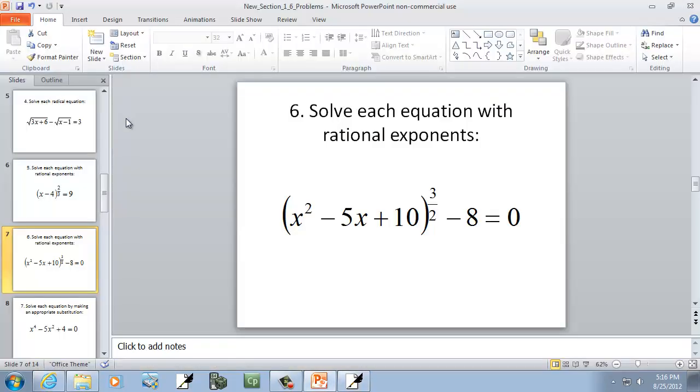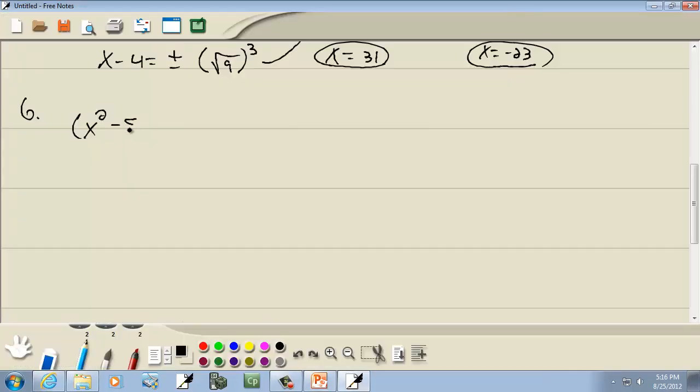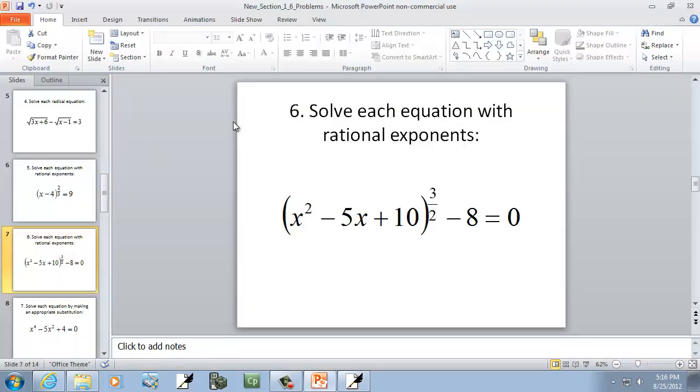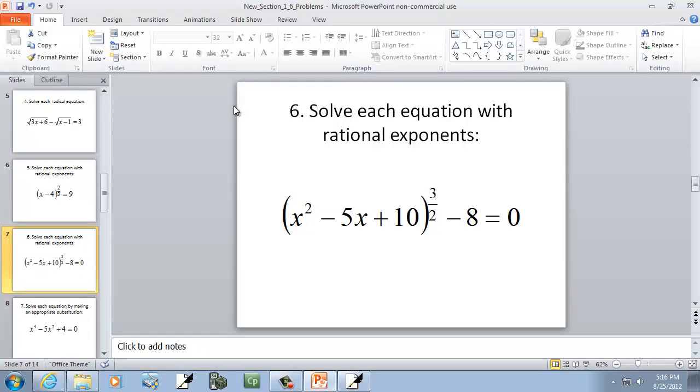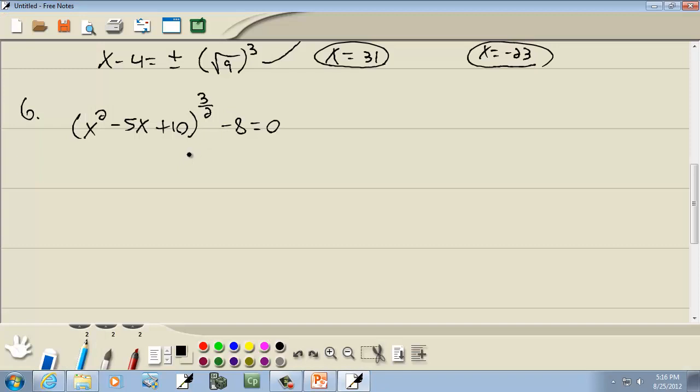So we got x squared minus 5x plus 10 to the 3/2 power minus 8 equals 0. That says solve each equation with rational exponents. A power principle is what we're going to be doing. We have to get the part that's to a power by itself. So I'm going to take that negative 8 over to the right side. So we get x squared minus 5x plus 10 to the 3/2 power is equal to 8.